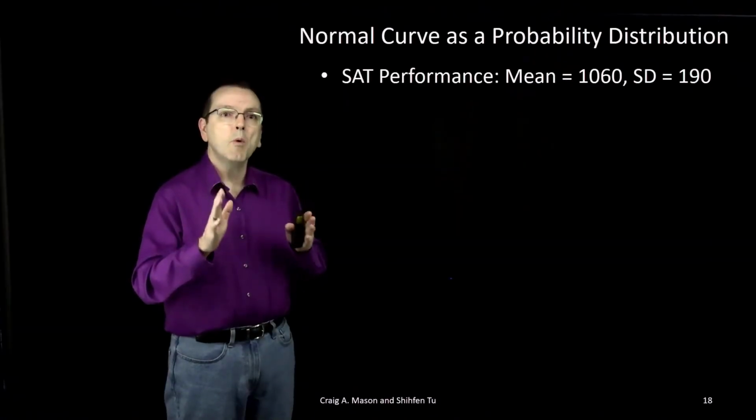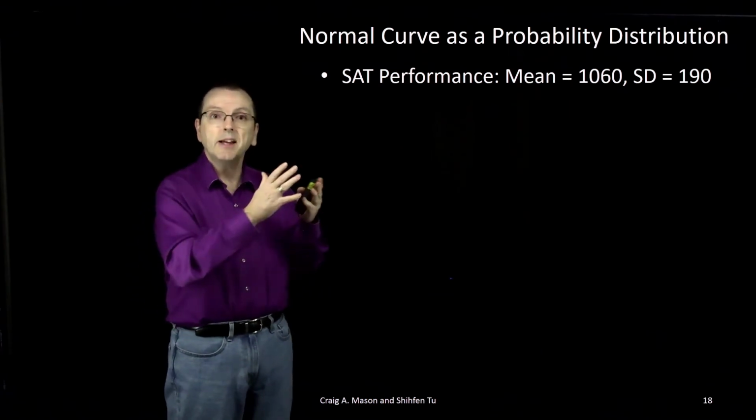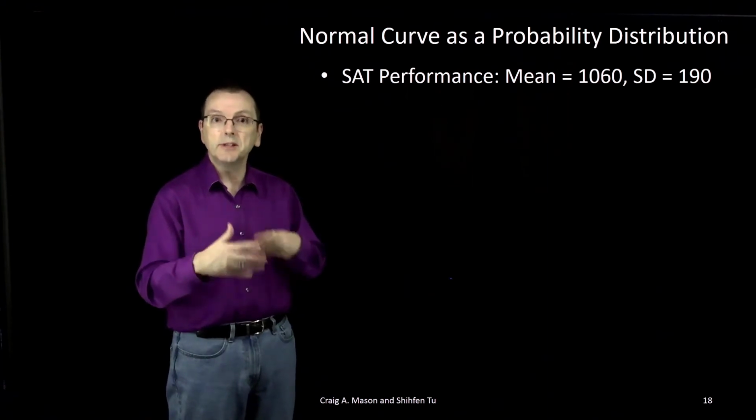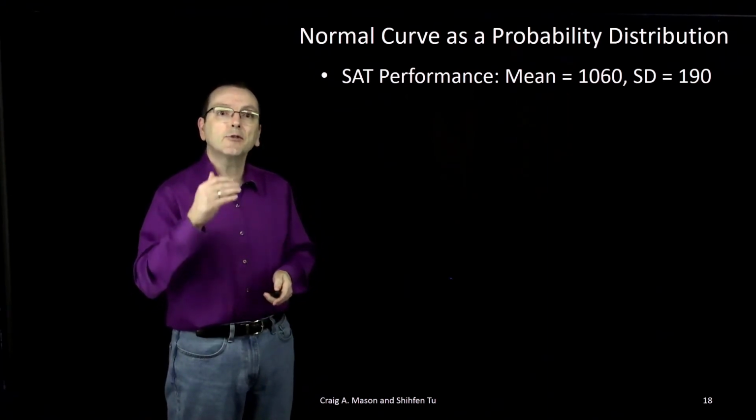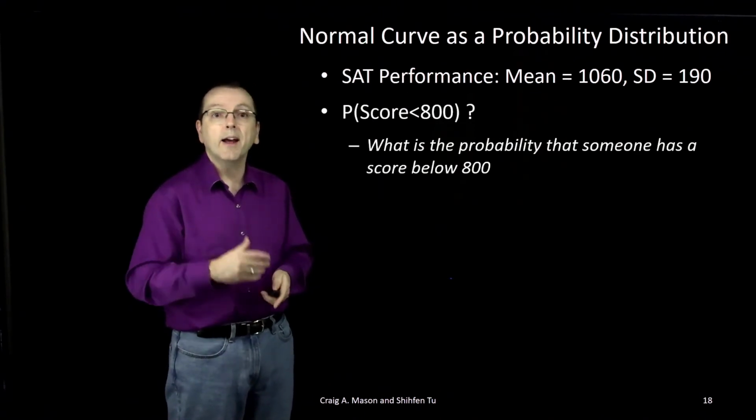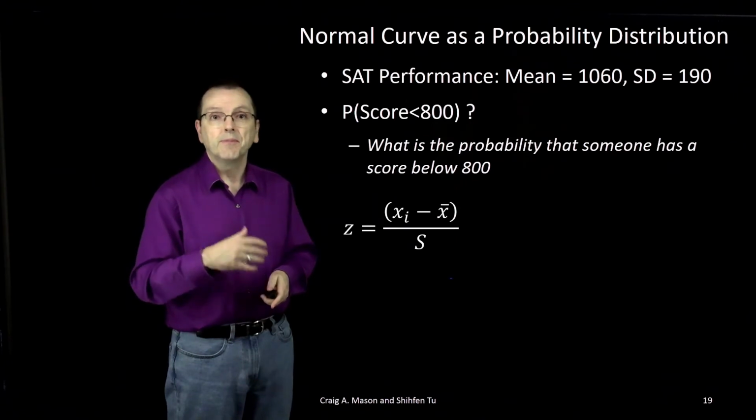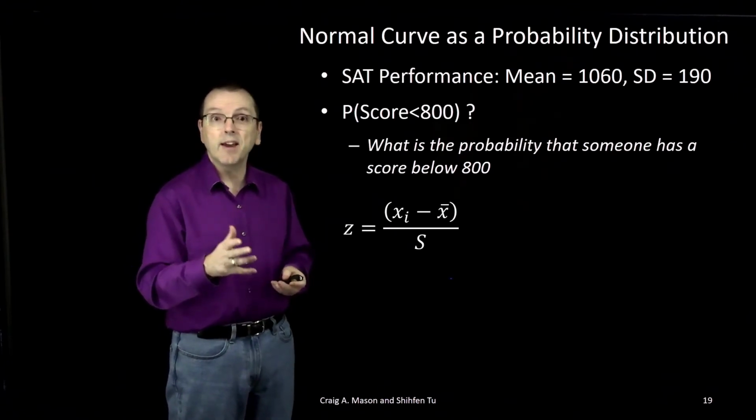Let's do one more example using SAT scores. We'll stick with a mean SAT of 1060 with a standard deviation of 190, but instead, let's ask for the probability that someone will have a score below 800. Right? We begin by calculating our z-score for an SAT of 800.